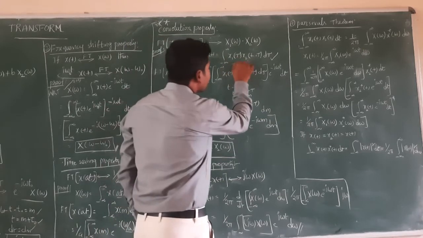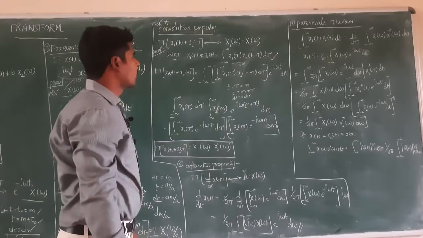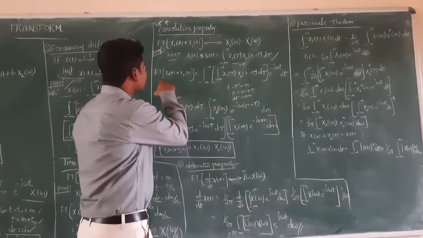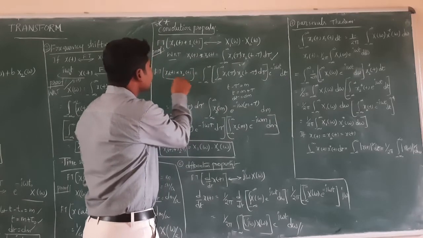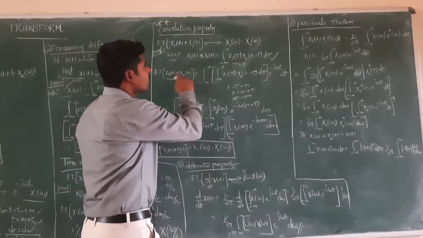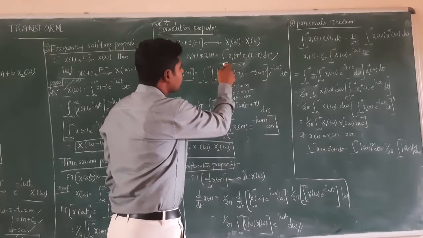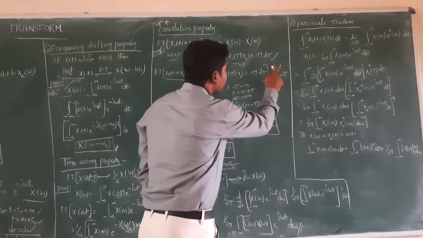Now I will consider this part to be x of t for the analysis point of view. From the definition of Fourier transform, I will replace this term with the integral minus infinity to infinity x1 of tau into x2 of t minus tau into d tau, e power minus j omega t into dt.